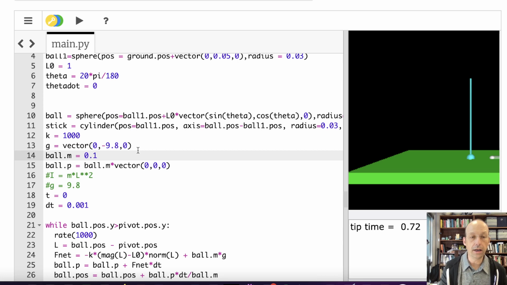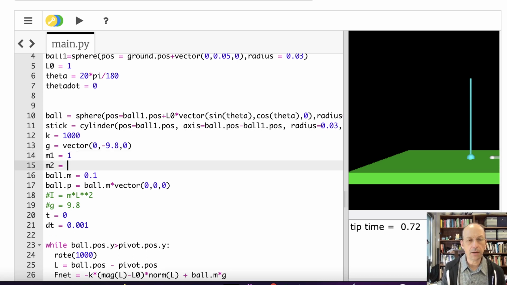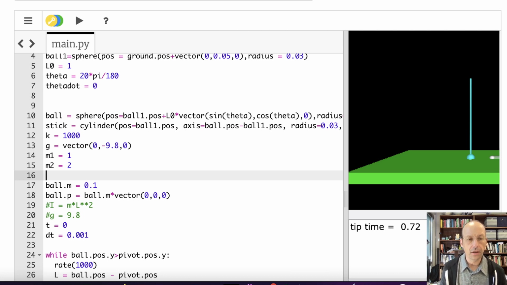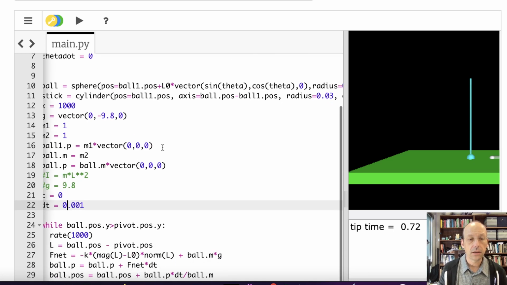So I have ball1 and ball. So let's say I'm going to go up here and say M1. I'm going to use M1 and M2 instead of putting it as a property just because it's easier to see. So then I'm going to say ball1.p equals M1 times vector 0, 0, 0. That's the initial momentum. I need that. And then this is going to be equal to M2. Oh, let's put this both to 1. Okay, good.